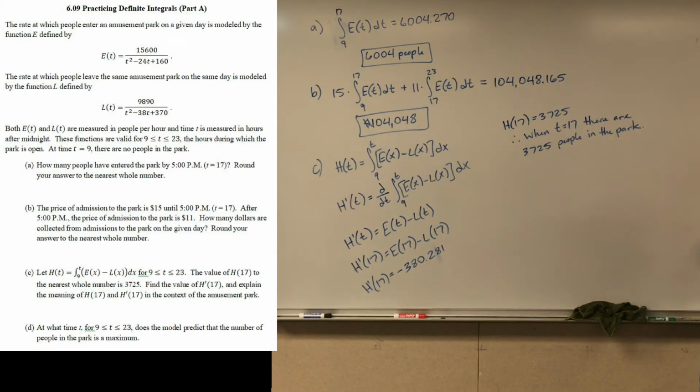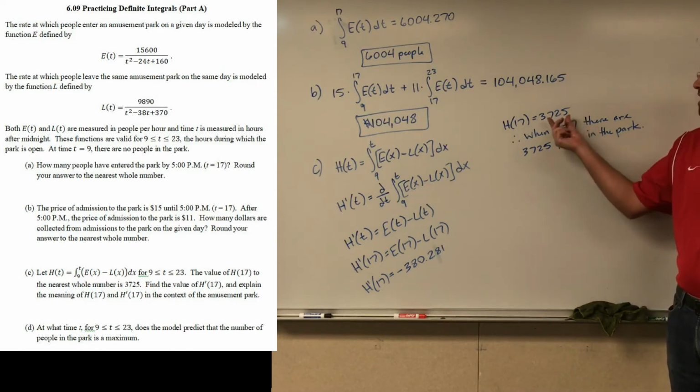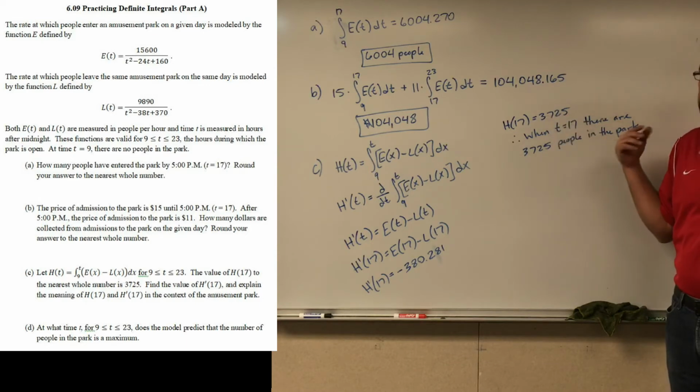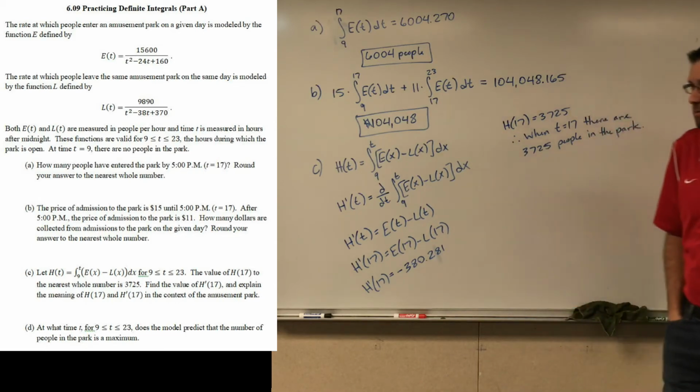You have to include that it's the rate, or it's the change of people in the park. I think both would work, but this is more accurate because we do know there were no people in the park. If there were 10 people in the park at the beginning, this is the wrong answer. We'd have to say there are 3,725 more people in the park at t equals 17 than there were when t equals 9 or whatever.